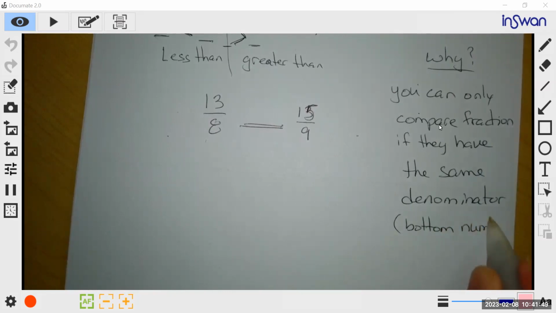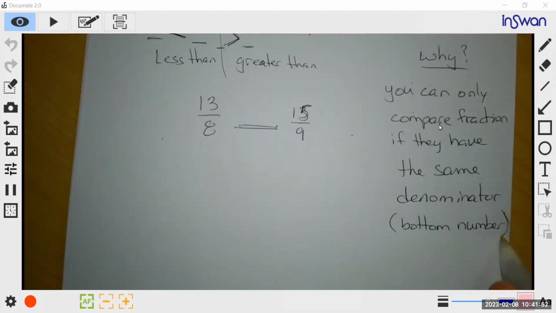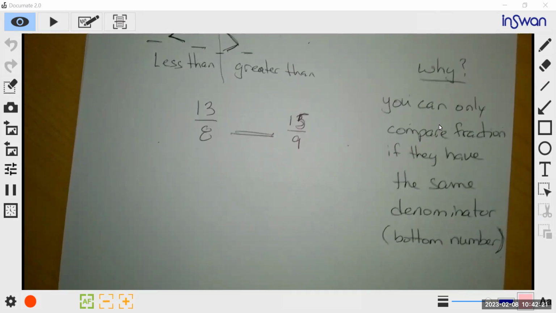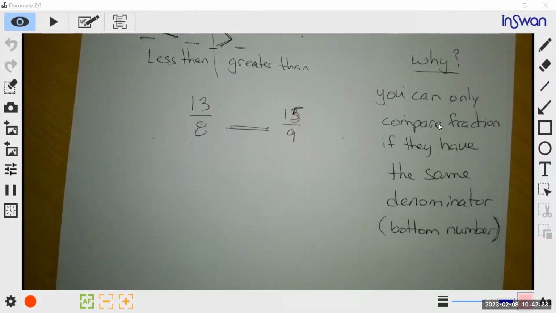Bottom number. Because the bottom number tells us how many pieces we have. And the top number tells us out of those pieces, how much are we taking? This is where the whole concept of the LCM comes into being. I don't know yet. We'll figure it out.